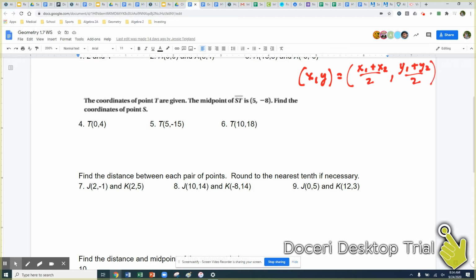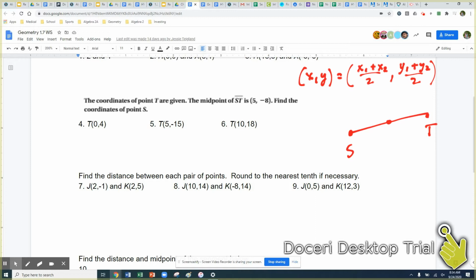So below that, I'm going to draw a picture of the segment we're dealing with. So we've got a segment ST. So there's our segment. I'm just drawing a general segment ST. The coordinates of point T are given. The midpoint of ST is 5, -8.